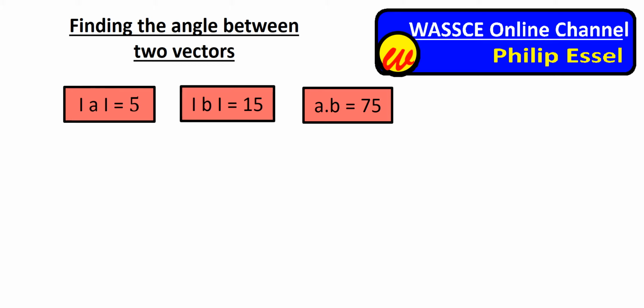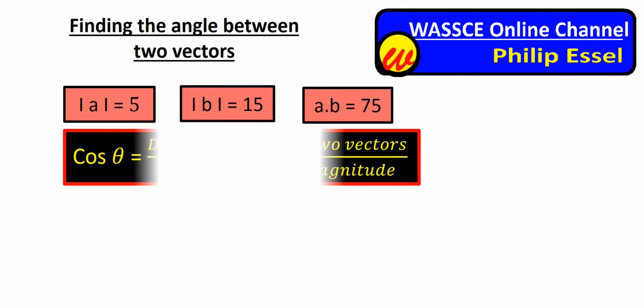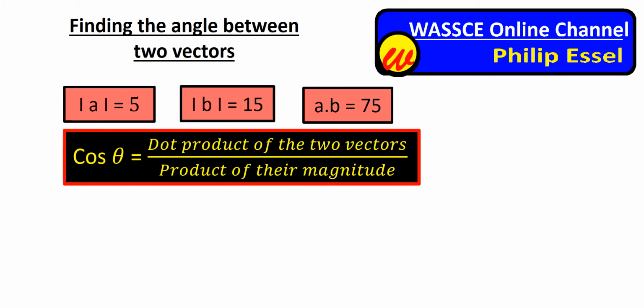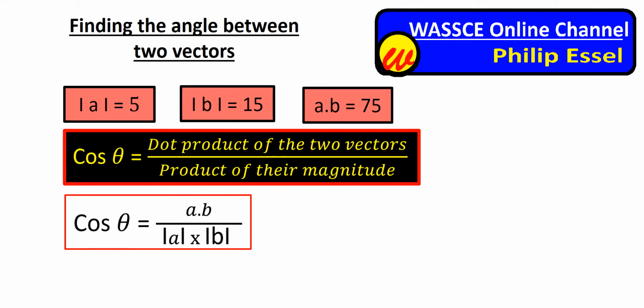Let's state our formula. So we have cos theta equal to the dot product of the two vectors divided by the product of their magnitudes. So our cos theta will be equal to the dot product of the vectors A and B divided by the magnitude of the vector A times the magnitude of the vector B.